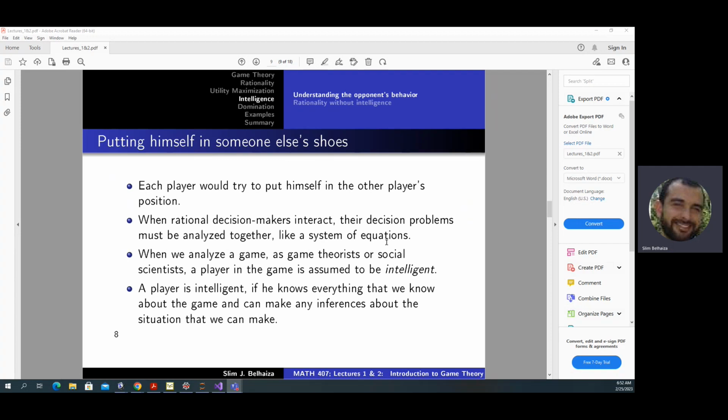And what do we mean by that? By putting yourself in someone else's shoes, that is, each player would try to put himself in the other player's position.